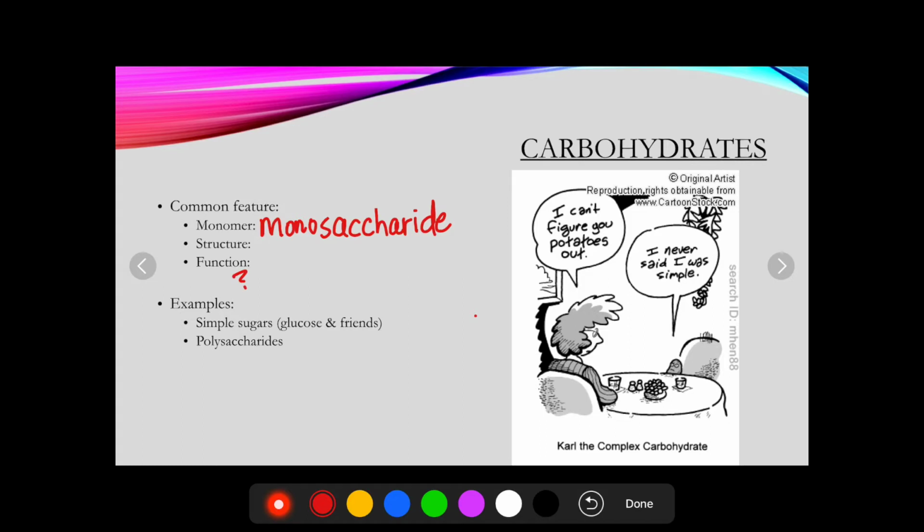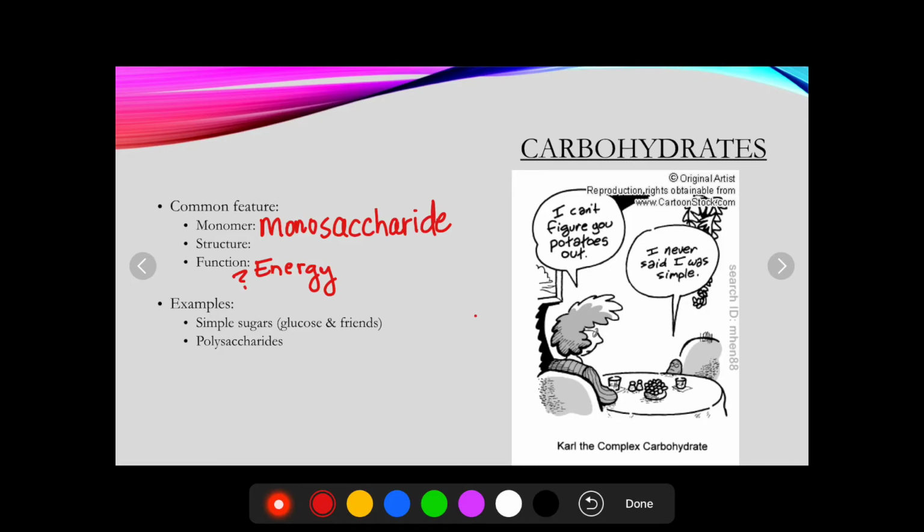What's the function? Why do we eat carbs? Yes, it's going to be your main source of energy. Whatever you don't use, you'll store, which means if you eat a lot of sugar and fat at the same time, you're going to burn the sugar first. The fat's going to be saved. You don't convert sugar to fat. They're different. There are chemical processes that will do that, but for the most part, you'll burn the sugar, save the fat for later. Okay?